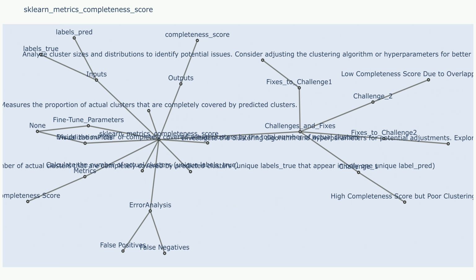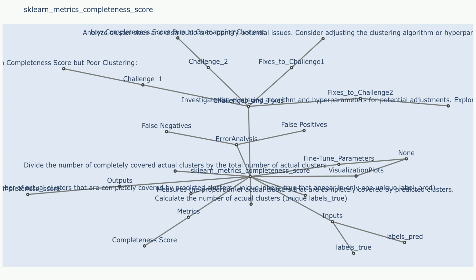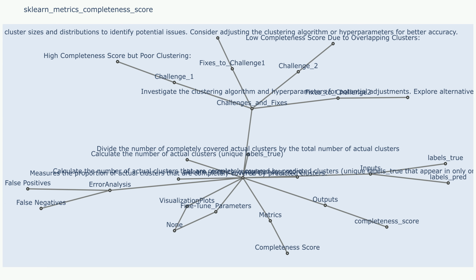Visualization plots: confusion matrix, a visualization that shows the distribution of the predicted labels compared to the ground truth labels. Dendrogram, a hierarchical representation of the clusters, showing how they are related to each other. Fine-tune parameters: NA. Uncertainty methods: NA.